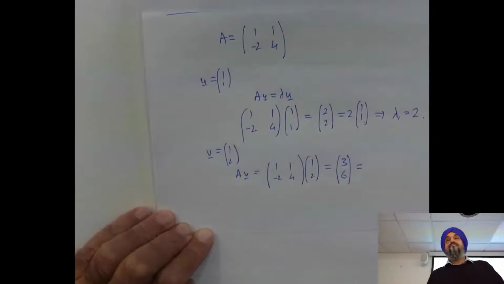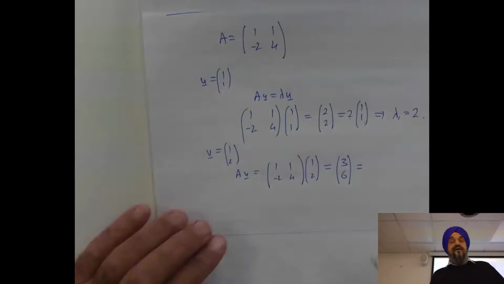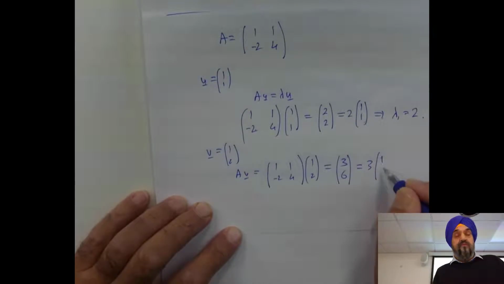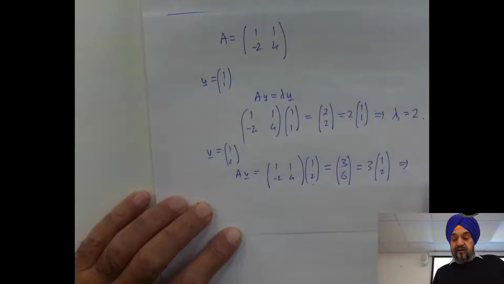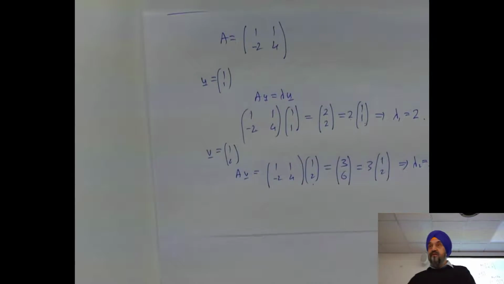What can you do with that? You can take 3 out, can't you? 3 is common. And what's the vector inside? 1, 2, clearly, the same vector as V. So what's the eigenvalue this time? Lambda 2 is equal to 3. So that's how you can work out the eigenvalues if you're given the eigenvectors, that is. Of course, you're not normally given the eigenvectors, but you could be.